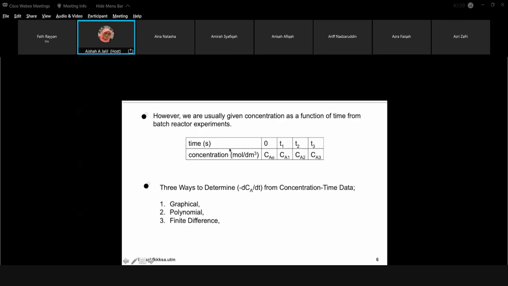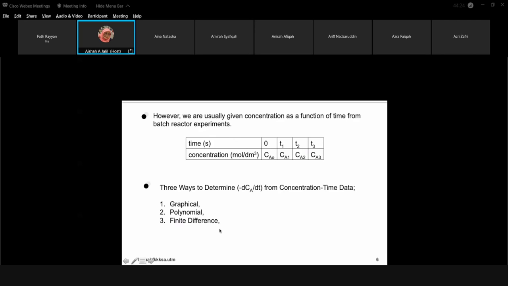For a batch system like this, usually they will give you a set of data. Like I said, this is one example: the set of data, concentration within time. Then there are three ways to determine the negative dCA per dt from the concentration-time data: one, graphical; two, polynomial; three, finite difference.